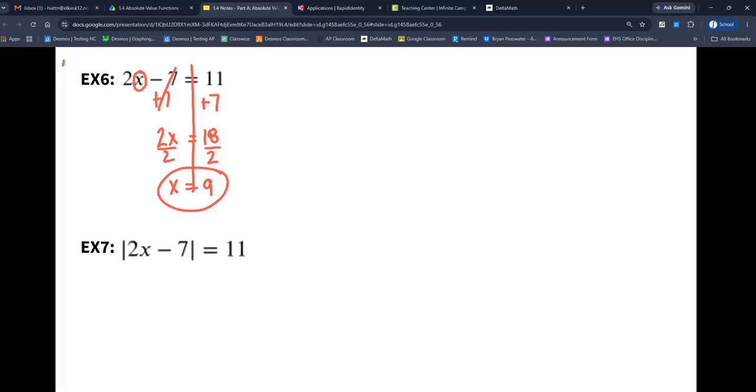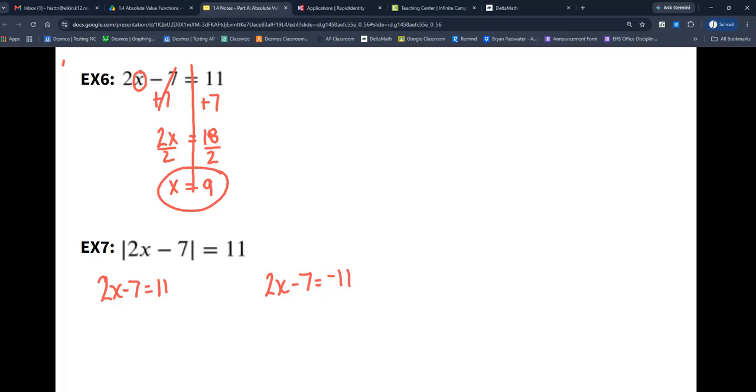So, negative 11, right? Because if 2x minus 7 equals positive 11, then I'm going to have a positive 11 on the inside, and the absolute value of positive 11 equals positive 11. But I also could do 2x minus 7 equals negative 11. Because if I get a negative 11 inside of these bars, the bars are going to wash the negative away, and I'll have a positive, right?